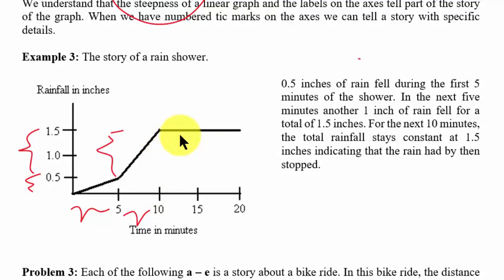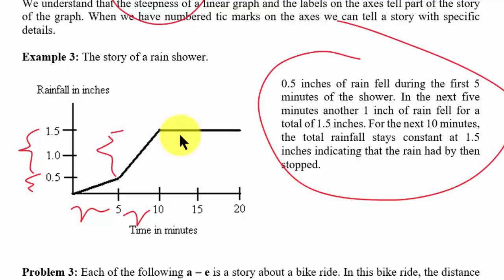And I think that's what this story tells us, right? ½ of an inch of rain falls the first 5 minutes, the next 5 minutes, 1 inch of rain fell, for a total of 1.5 inches. And then for the next 10 minutes, the total rainfall stays constant, right? That means no new rain has added, so the rain has stopped at the 10-minute mark.